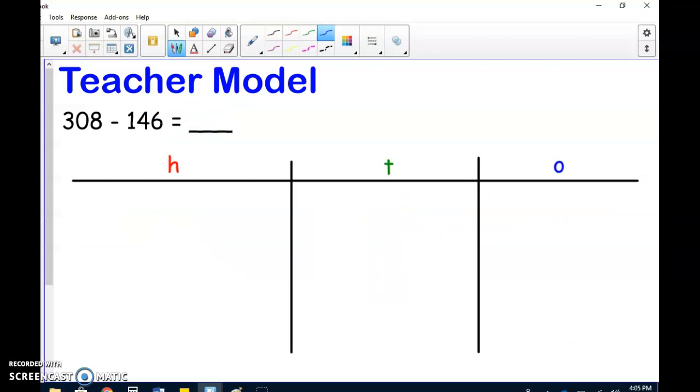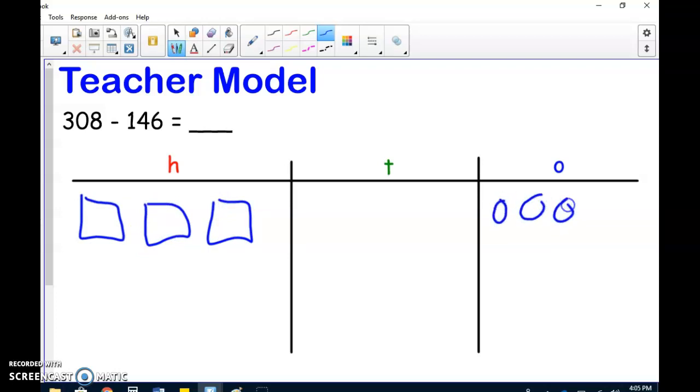308 minus 146. So I need to make 3 hundredths, no tens, and 8 ones. 1, 2, 3, 4, 5, 6, 7, 8. Now I need to take away 6 ones. I have enough to take away 6 ones. 1, 2, 3, 4, 5, 6, and I'm left with 2 ones.